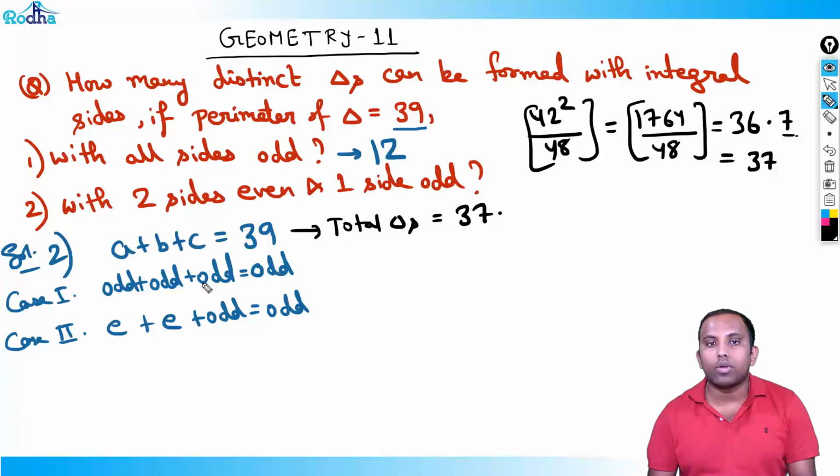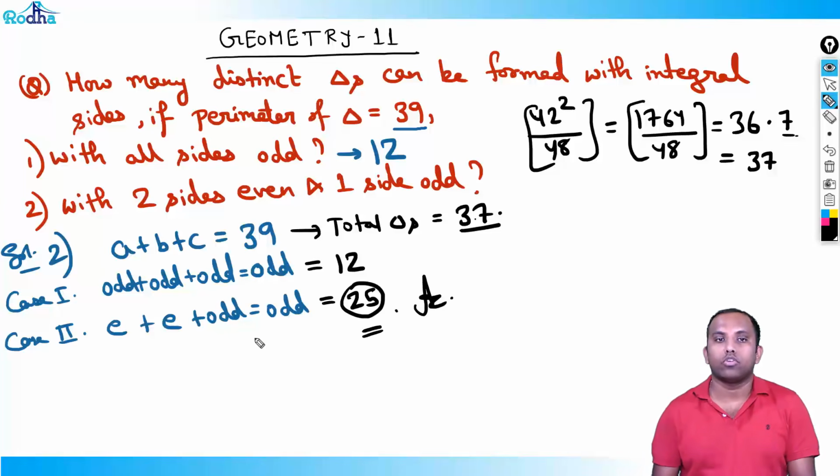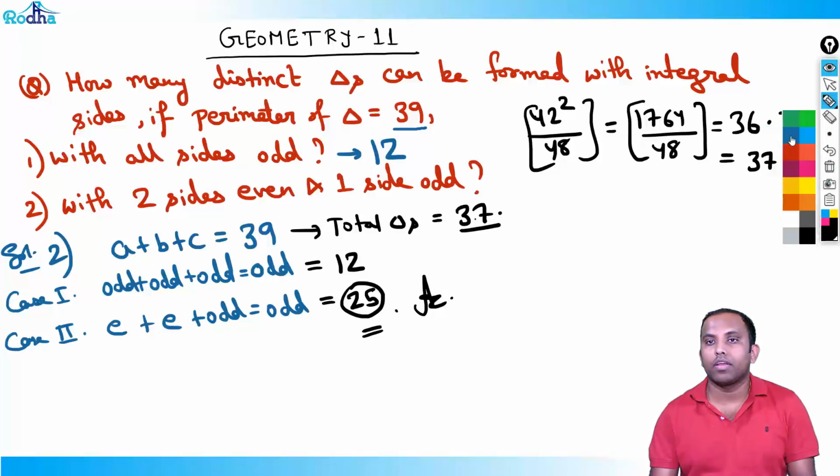Out of this, case 1 triangles, how much is case 1? 12, right? So obviously 37 will be the sum of 12 plus this one. So what are we left with? 37 minus 12, what is the answer? 25. So 25 is the answer for question 2, right? Very good question.